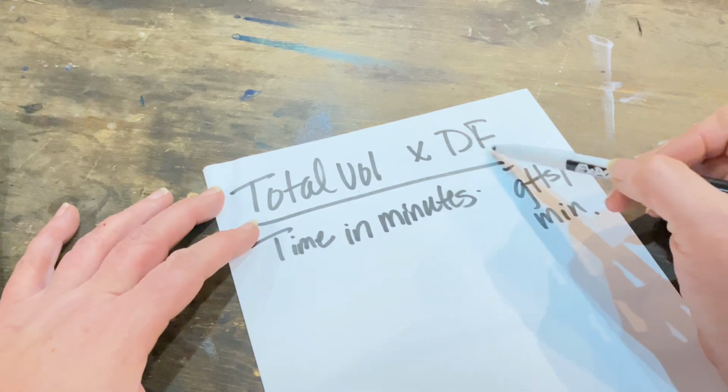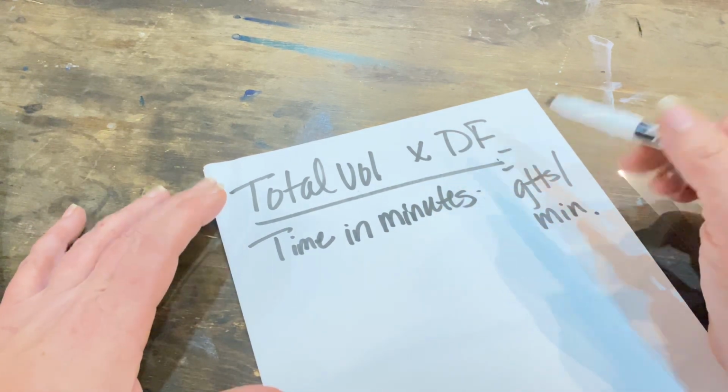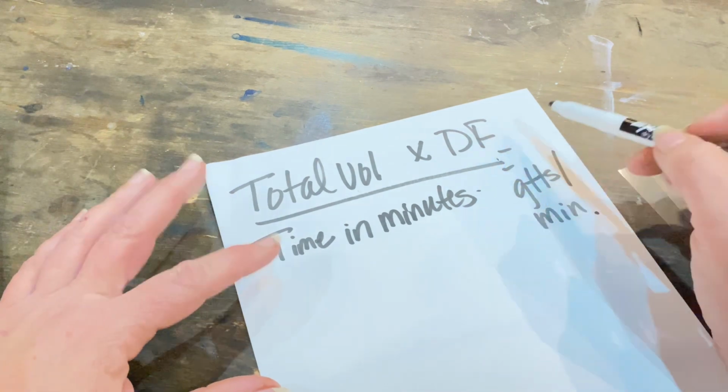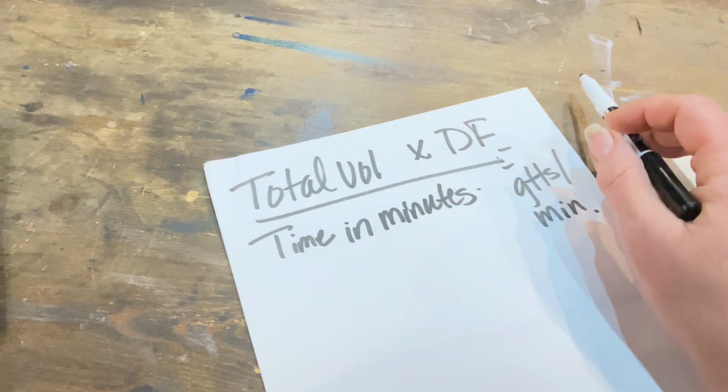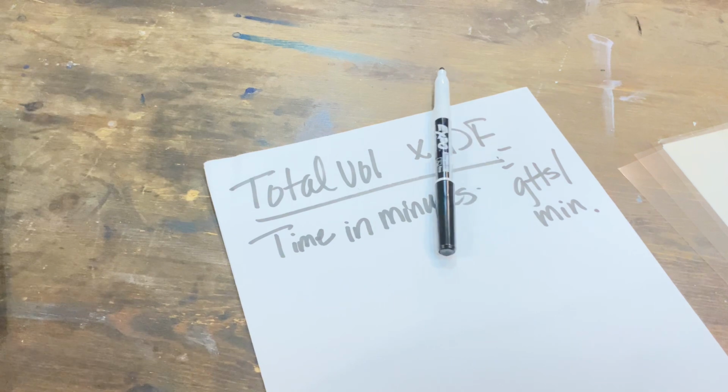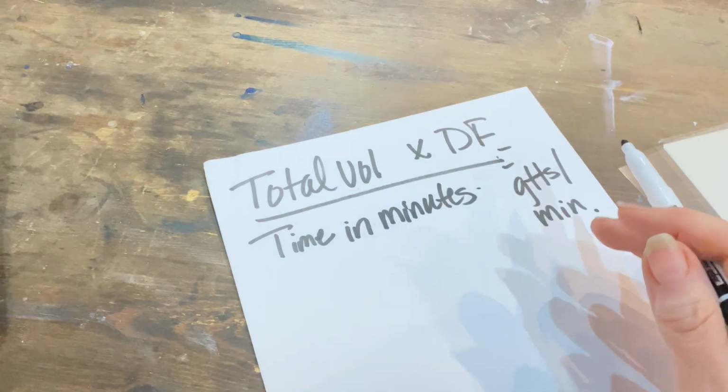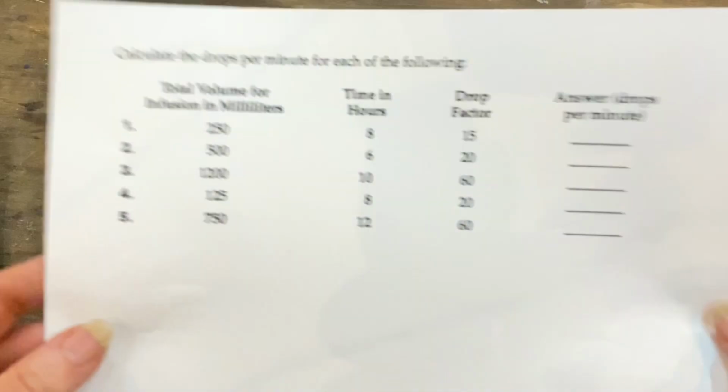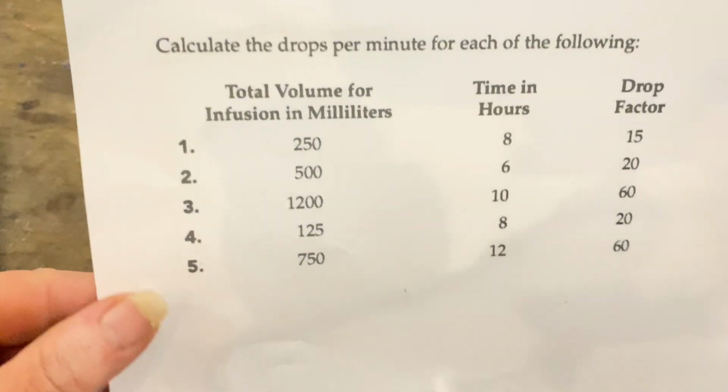This is how I set mine up because I have a fear of fractions. If I have two fractions, I don't know whether to find a common denominator or cross multiply. So this is how I do it. Okay, so let's do some of these practice ones.